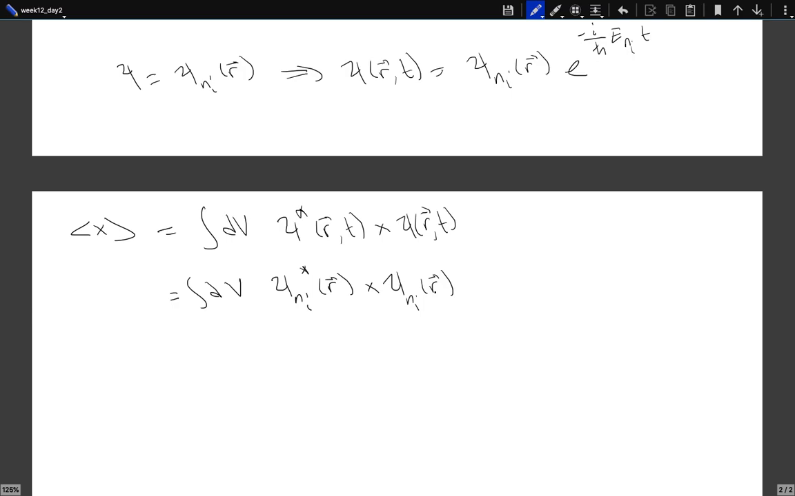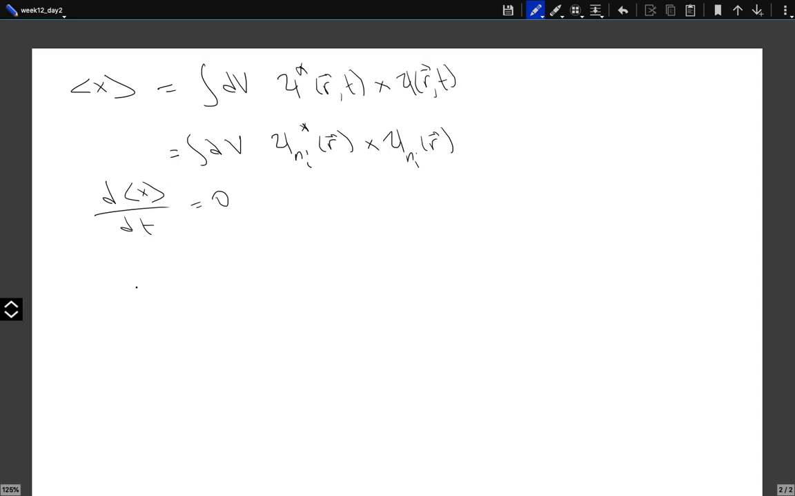Well, the time-dependent exponentials just cancel. So the average position of the electron would be independent of time. So it's not accelerating, and hence it doesn't radiate if it's in an energy eigenstate.